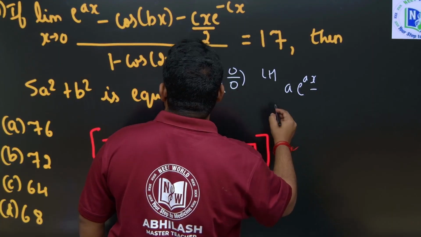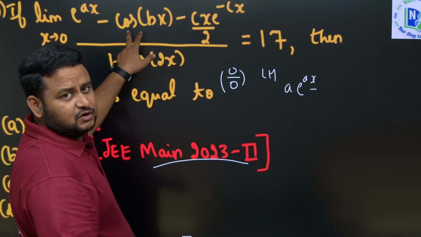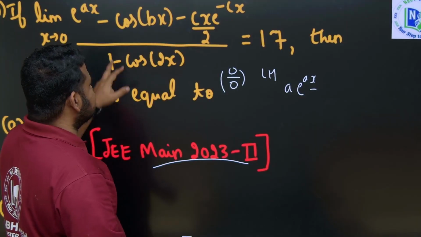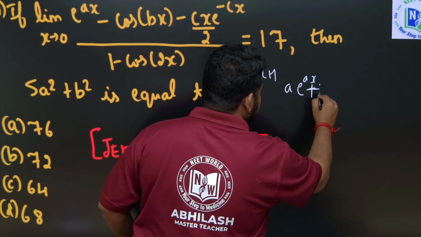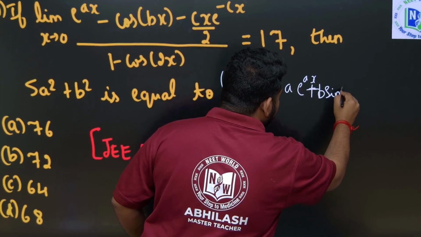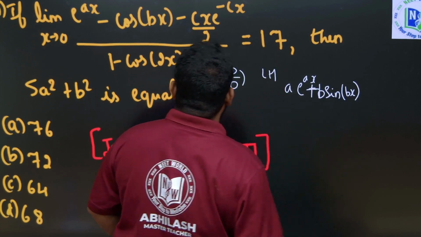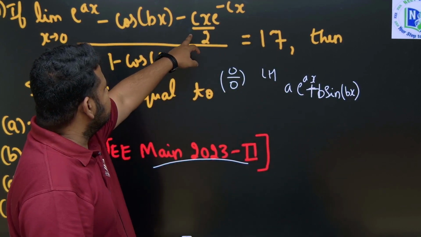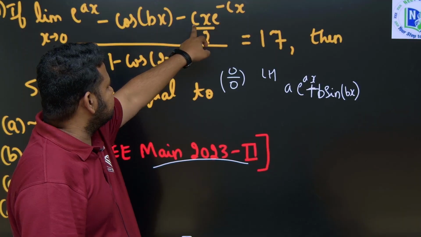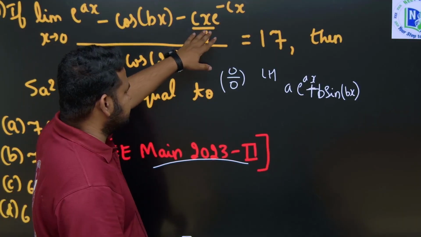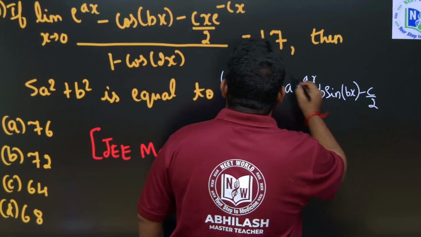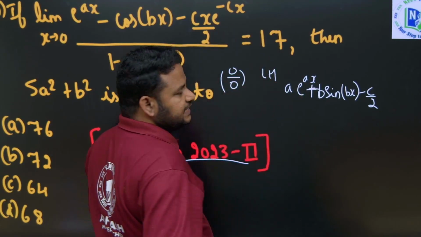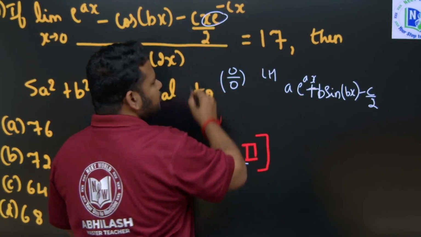Minus the derivative of cos bx. The derivative of cos is minus sin, so this will become plus b sin bx. Next we have c x e^(−cx). c by 2 is constant, so I will take it outside, minus c by 2. Now we have x·e^(−cx), and here I have to apply the product rule.